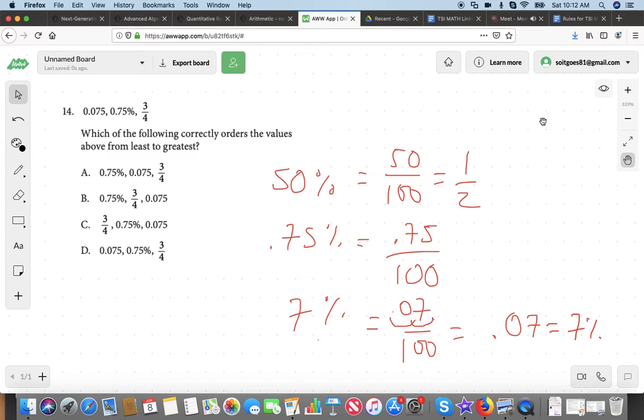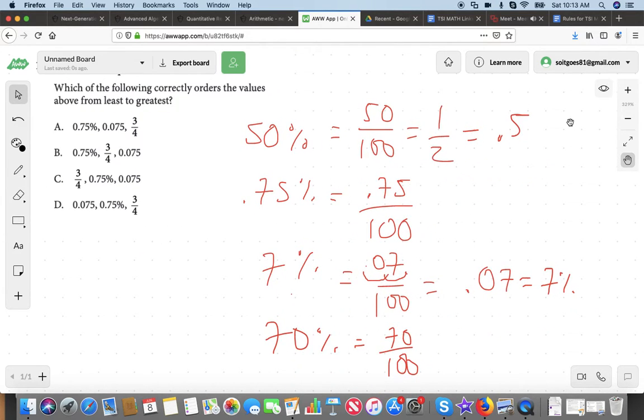Which makes sense, right? Because 50% is 0.5. 10% would be 0.1. 7% is 0.07 because 70% would be 70 over 100, which is equal to 0.7. Does that make sense? Okay, good. You gotta be comfortable with percents here. It's gonna pop up a lot on the TSI and other standardized tests. They like testing on percents.